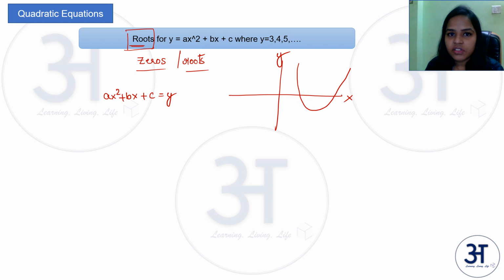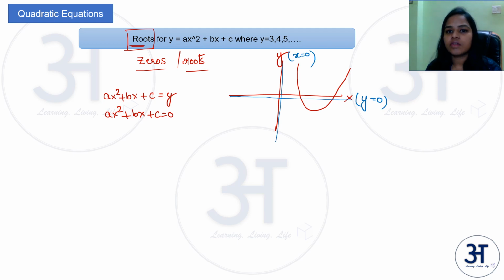But what is our actual equation for which we are trying to find the roots? It is ax square plus bx plus c equal to 0, right? And we also know that for the x-axis the equation is y equal to 0 because the height is 0 all over the x-axis. Similarly, for the y-axis the equation is x is equal to 0.